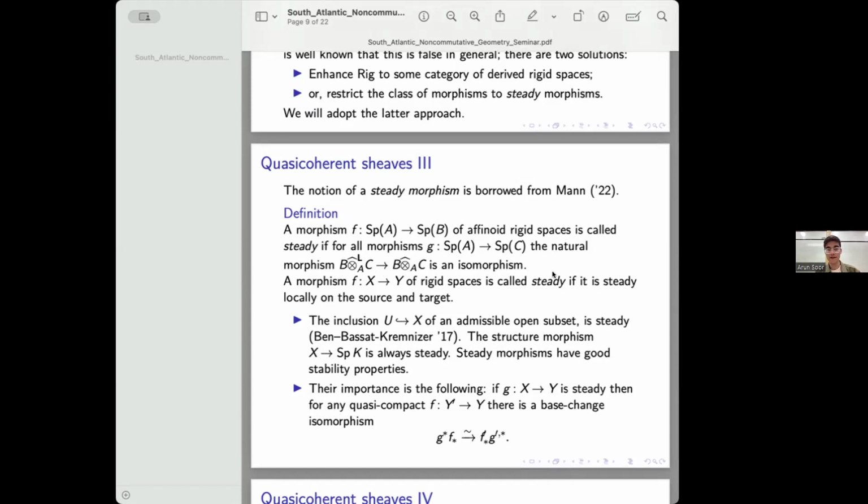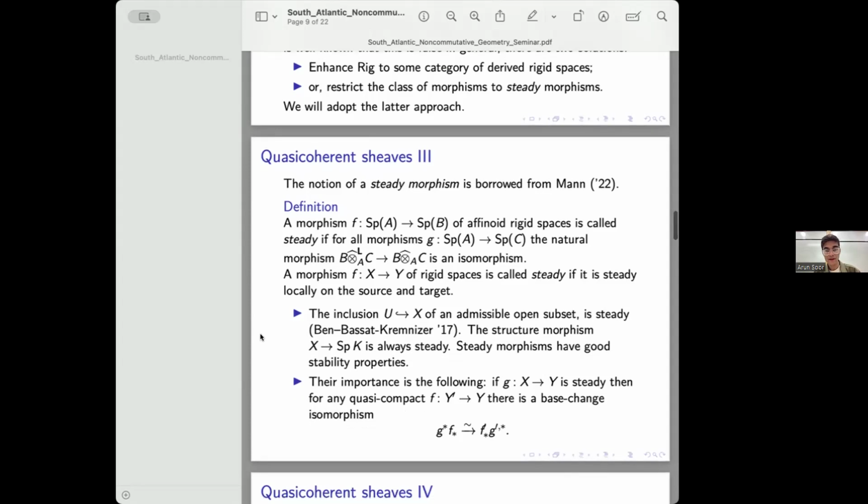So it was asking for some vanishing of Tor groups. And a morphism of rigid spaces, where a rigid space is locally modeled on affinoid spaces, is called steady if it's steady locally on the source and target.